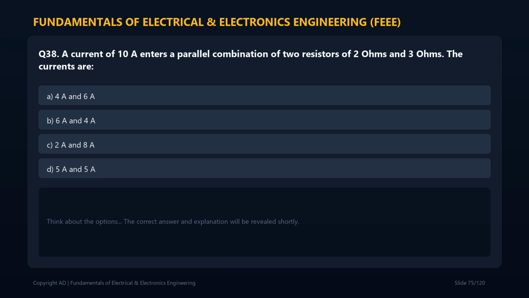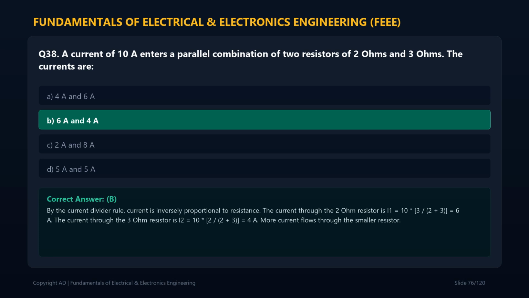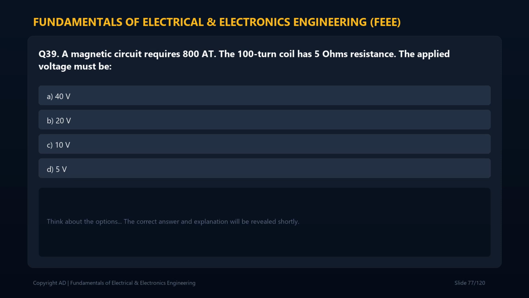Question 38. A current of 10 amperes enters a parallel combination of two resistors of 2 ohms and 3 ohms. The currents are: option A, 4A and 6A; option B, 6A and 4A; option C, 2A and 8A; option D, 5A and 5A. The correct answer is B, 6A and 4A. Using the current divider rule, the current through the 2 ohm resistor is 6 amperes and through the 3 ohm resistor is 4 amperes.